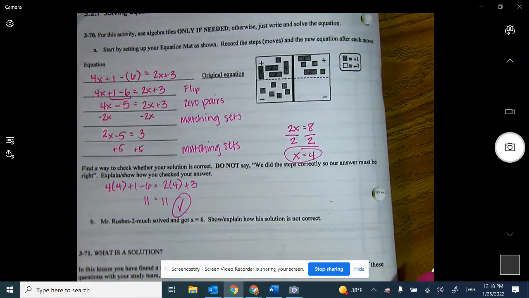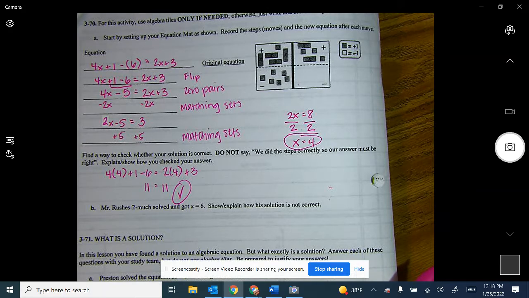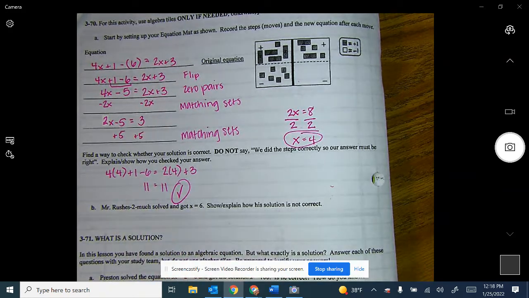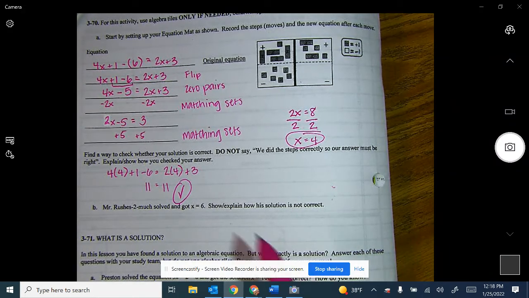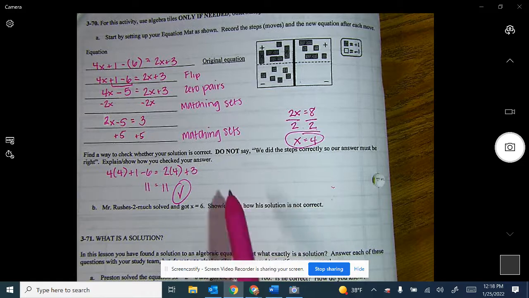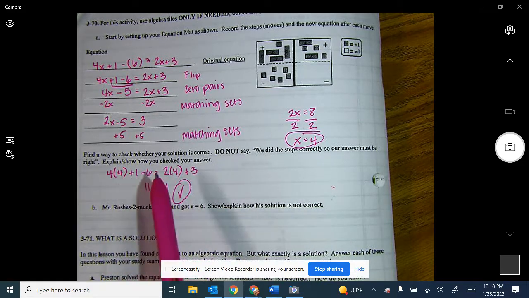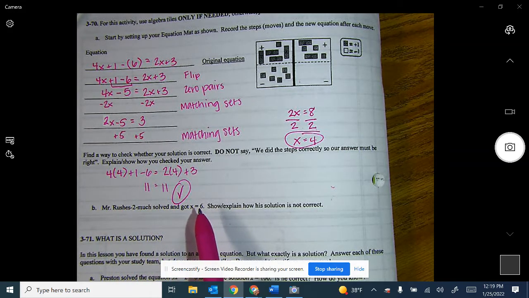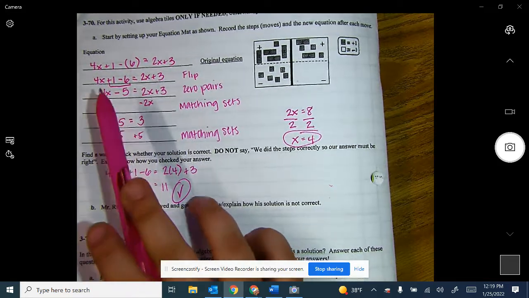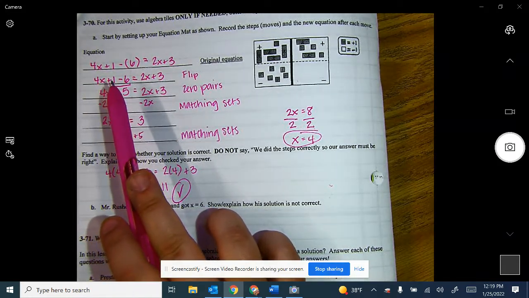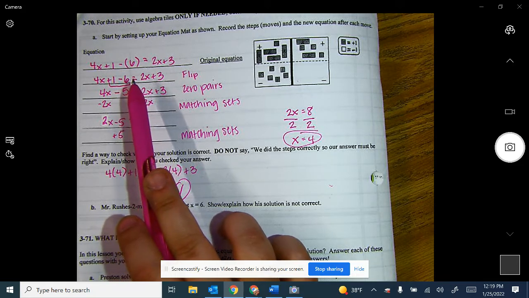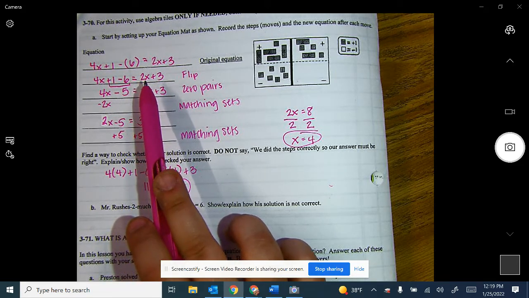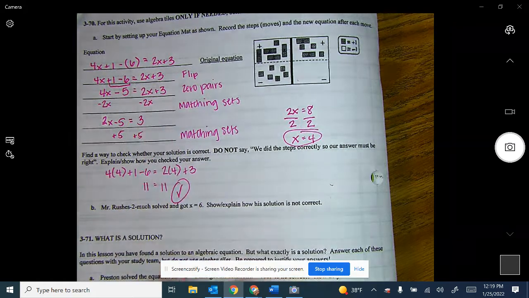All right, so part B says Mr. Rushes too much solved the same equation and got x equals 6. So he got a different answer than us. How can we check if his solution is correct? Well, we can do the same thing that we did up here with the answer that we got. Instead of substituting x for 4, I'm going to substitute x for 6. So I'm going to do 4 times 6 plus 1 minus 6, and I'm going to see if that is equal to 2 times 6 plus 3.